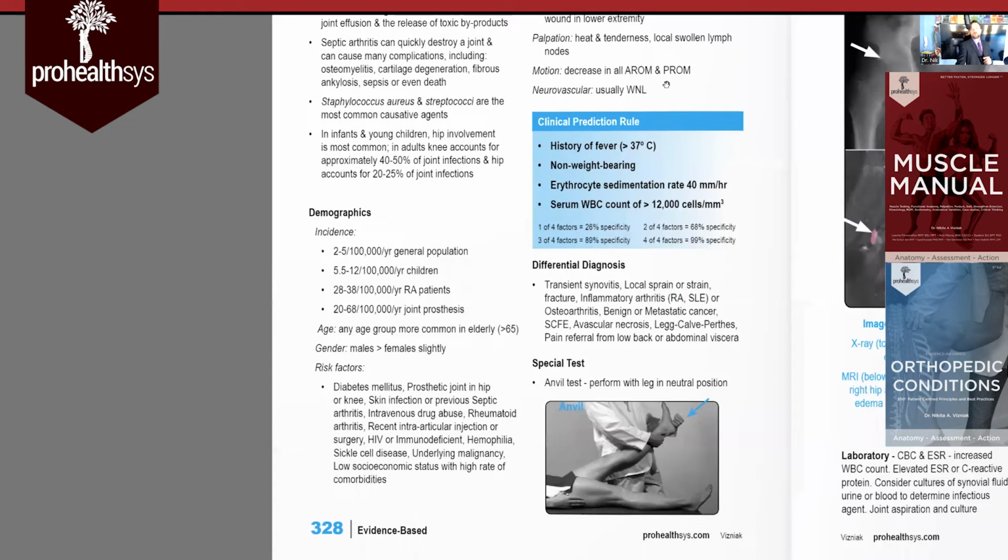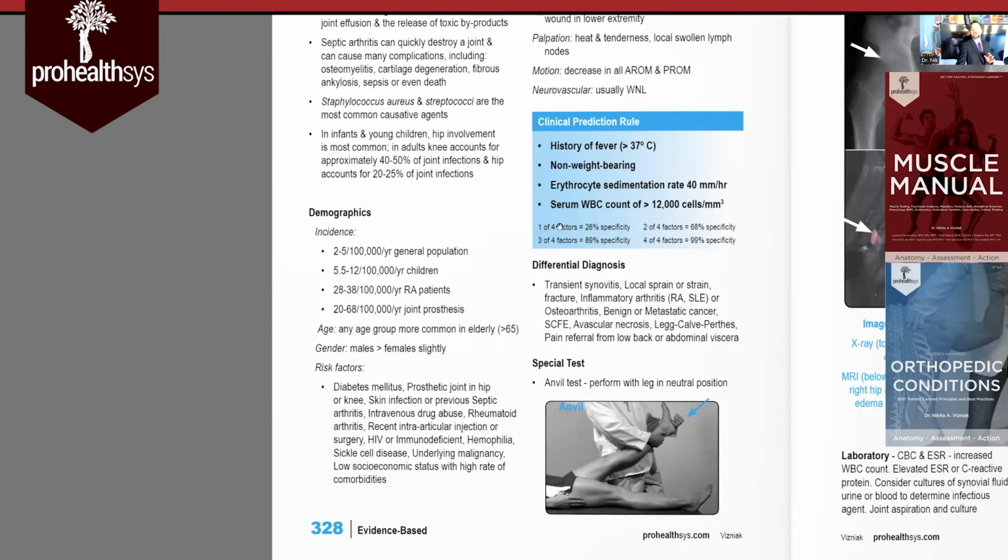Clinical prediction rule for this: history of fever, non-weight bearing. They don't want to squeeze the joint capsule or stimulate that tissue. An ESR over 40 millimeters an hour, or serum white blood cell counts that are higher. And you can see here, if I have 4 of these, you are 99% sure I have septic arthritis.